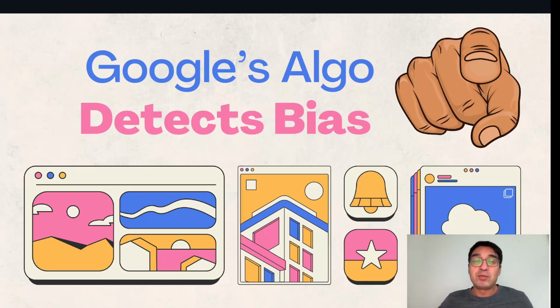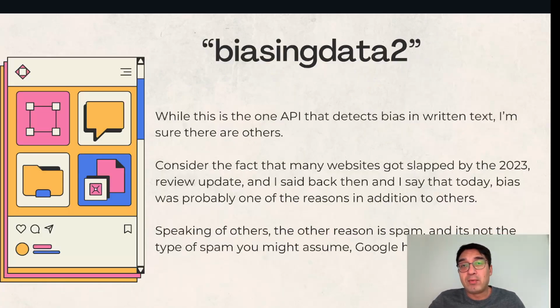Now, when it comes to Google's algorithm, we have always known that to some extent, Google does have the ability to detect bias. Now, with the algorithm leak, we know that there's an API that's dedicated to detecting bias within text. And I would be willing to bet that there's more than one part to this, or there are multiple APIs that actually do this. So while this is the one API that detects bias written in the text, it stands to reason that there are others.